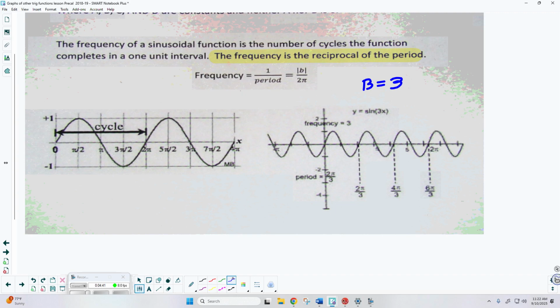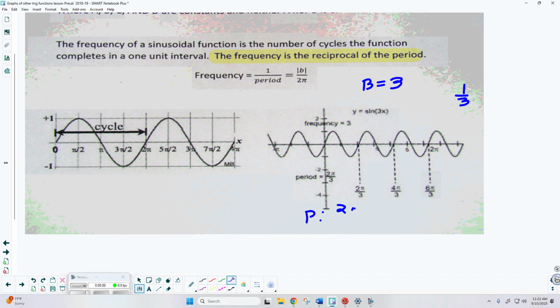Okay. When you multiply by x, you've got to take the reciprocal. So the reciprocal of 3 is 1/3. That's your true scale factor. That's why the graph on the left side, we horizontally shrunk it by a factor of 1/3. Okay, so let's go ahead and find the period.